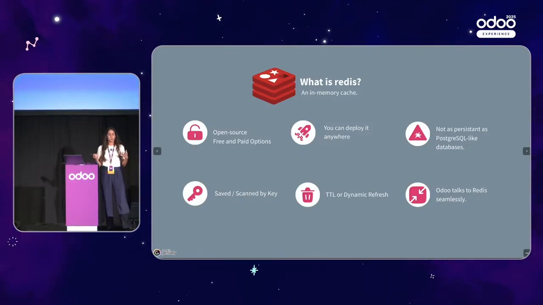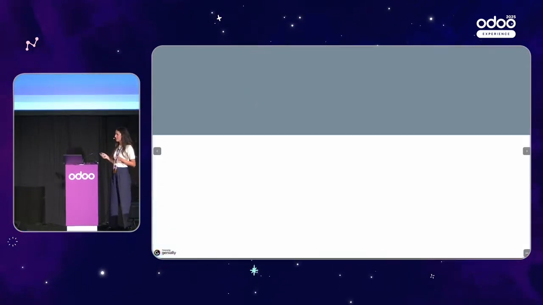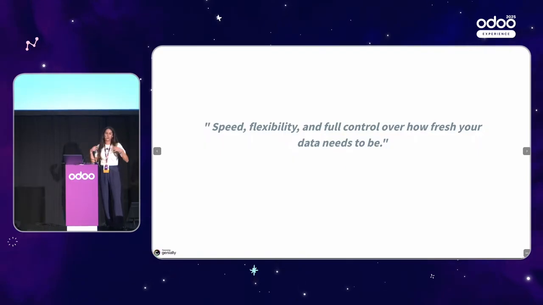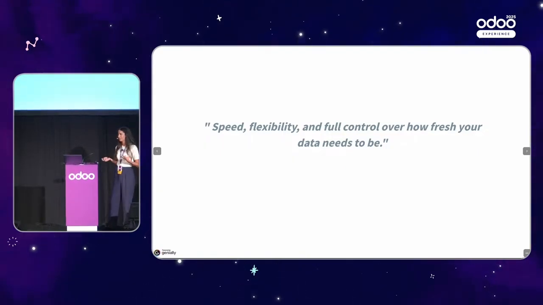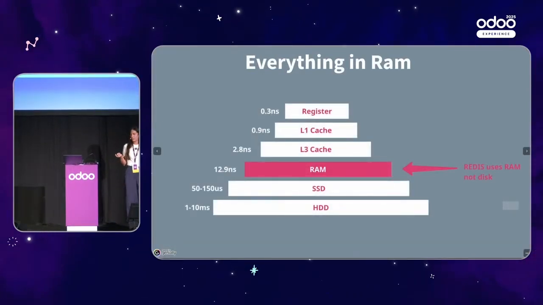And what we did in our project was just building a simple connector so Odoo could talk to Redis seamlessly without interrupting or disturbing any of the business workflow. So we got speed, flexibility, and full control over how fresh our data needed to be. But still, why is it so fast? Why is it faster than a regular database?